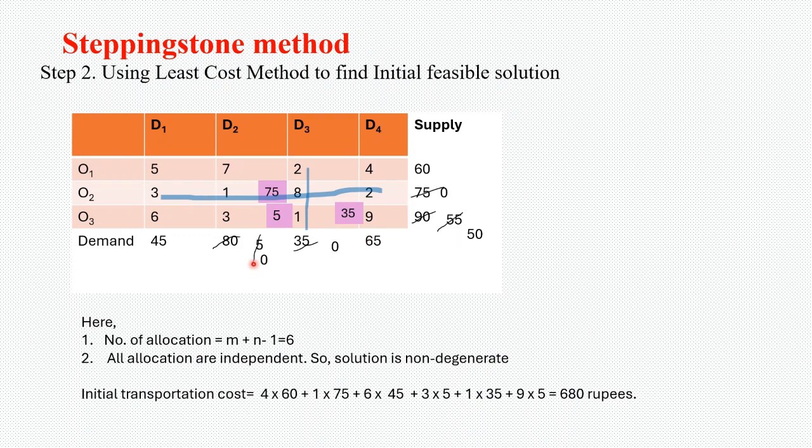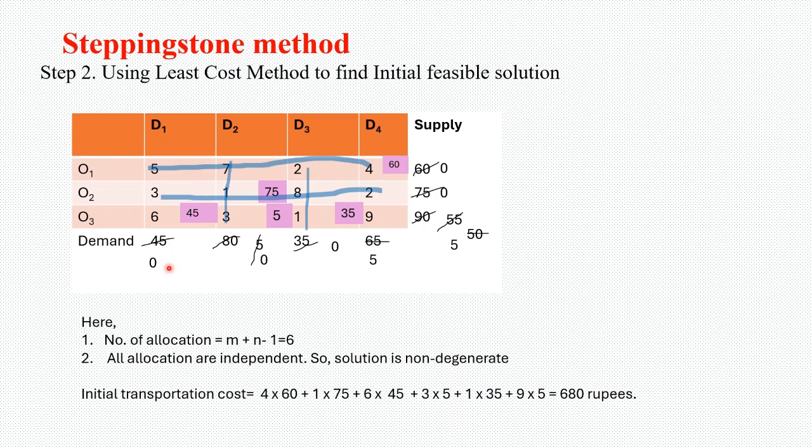Next minimum value is 4. Here supply is 60 and demand is 65. 60 is less, hence allocate 60. Now here 60 minus 60 is 0 and 65 minus 60 is 5. As supply is 0, delete the row. Next minimum value is 6. Here supply is 50 and demand is 45. 45 is less. Hence allocate 45. Now here 50 minus 45 is 5 and 45 minus 45 is 0. As demand is 0, delete the column.